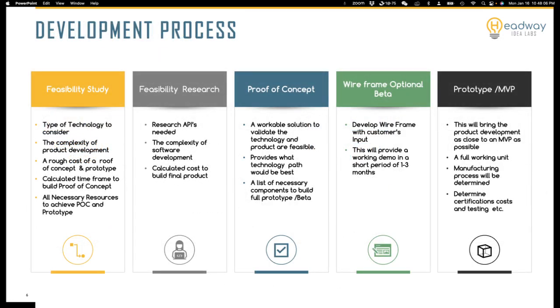So a little bit more in depth in the development process. I mentioned feasibility study. Here are some things that you want to do. The type of technology to consider. So in the feasibility, okay, what technologies are out there? What is the history of this particular technology?